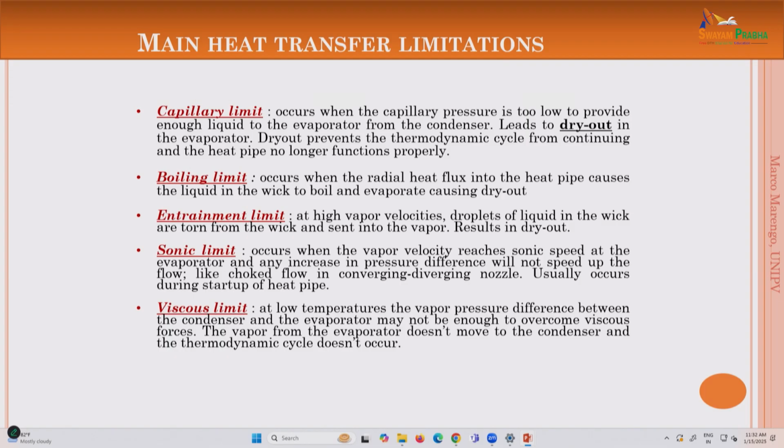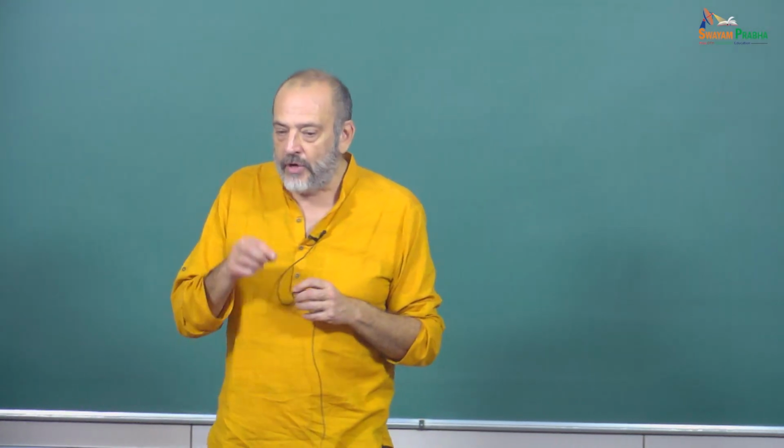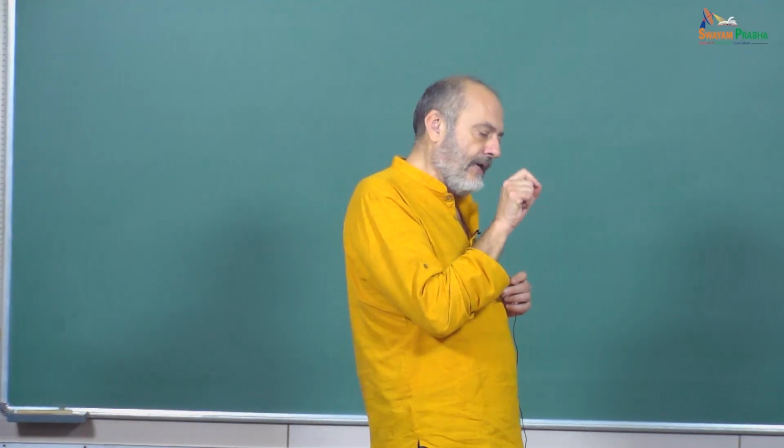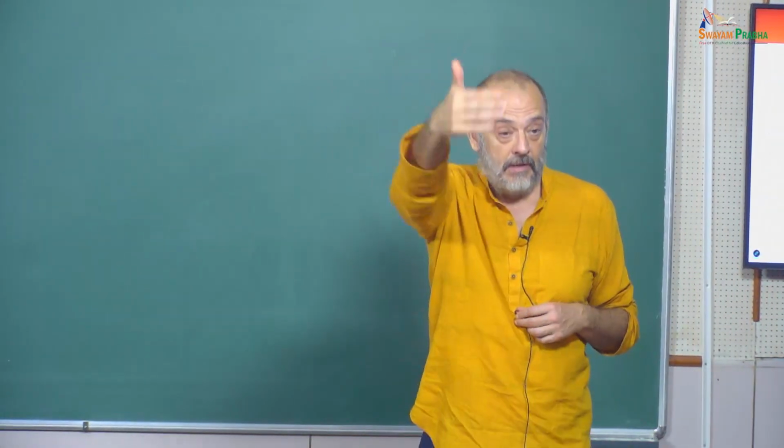So, let's speak about the limitations of heat pipes. As I already said something about the dry out, we have a capillary limit. The capillary limit means that the capillary pressure is too low to provide the liquid to the evaporator. In this case we are going to have dry out at the evaporator. If it's only one spot, because we heat the evaporator in only one position, it is something manageable. But if the capillary pressure is not enough to bring the liquid to the other side, then of course it's a big problem because it's a general dry out. It's not only one point.